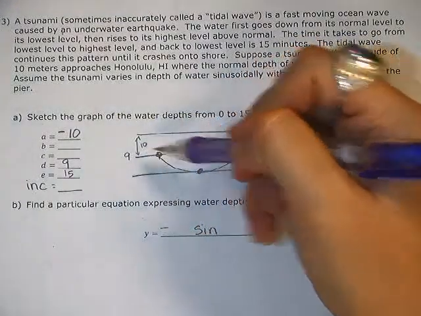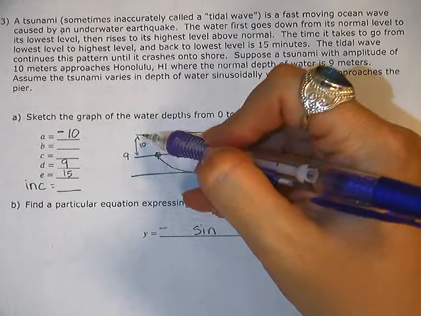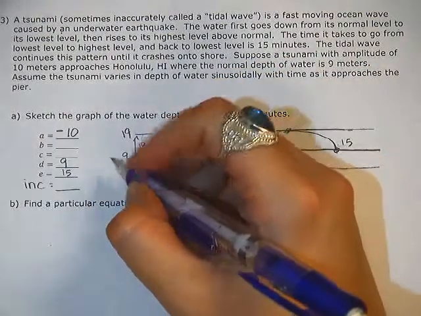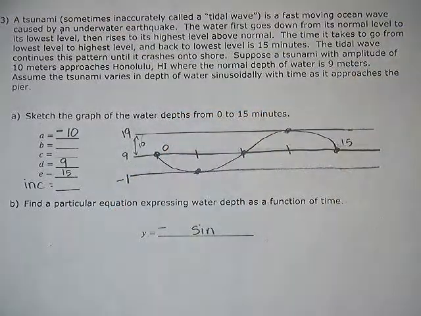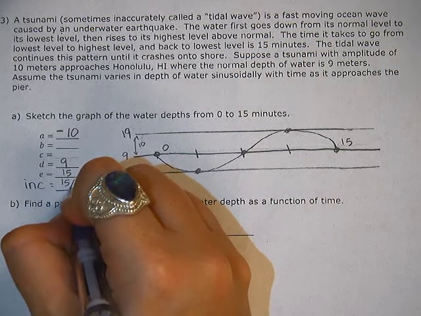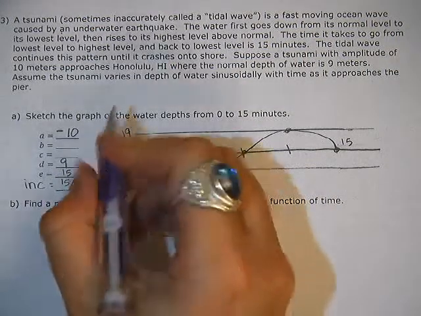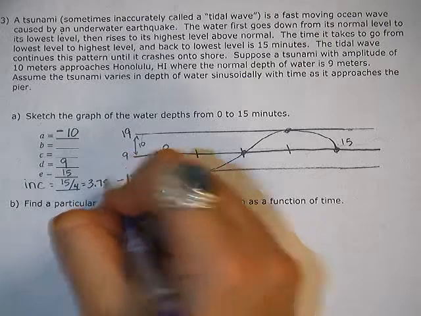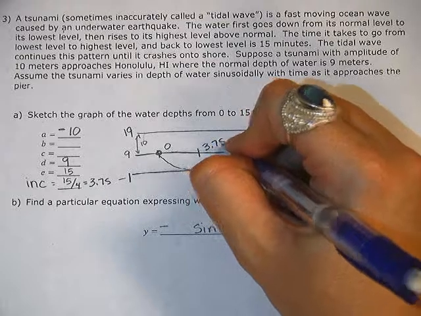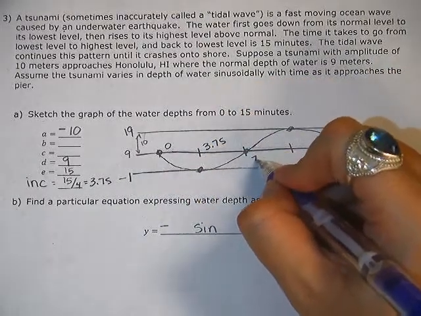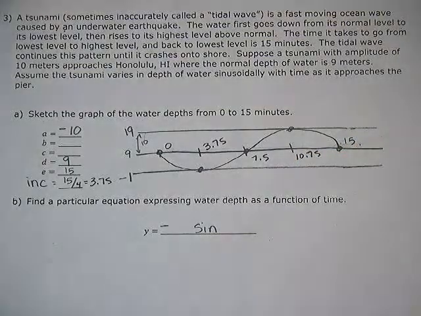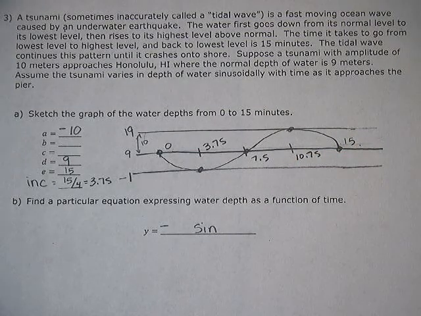So I can go ahead and finish filling in my graph here. If this is 10 and 9, that's 19. This is also 10, so this makes this -1. And if this is 15, that's E. I can find the increment by doing 15 divided by 4 is 3.75. And I can use my calculator to add on 3.75 each time, and I've done that already. That's 3.75, 7.5, 10.75, and 15.